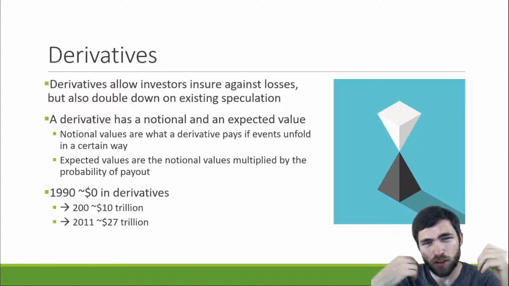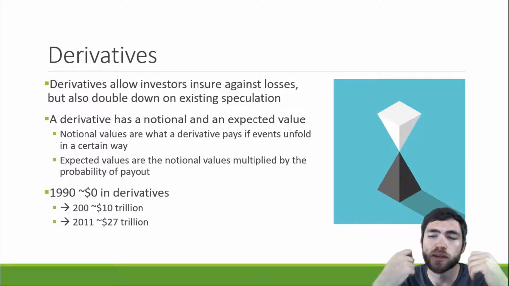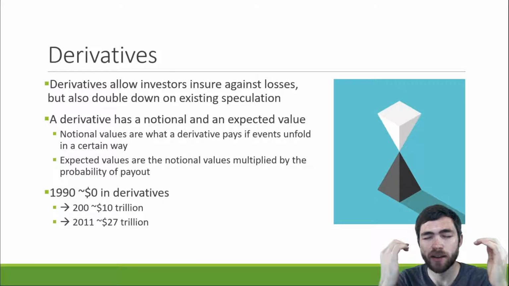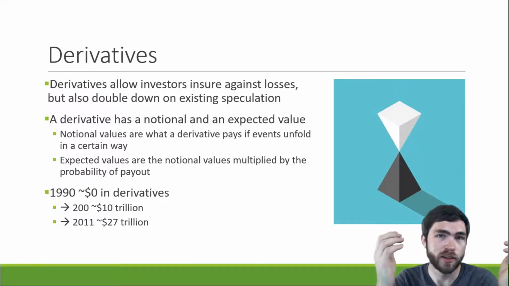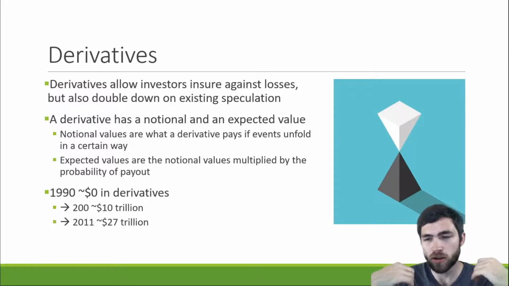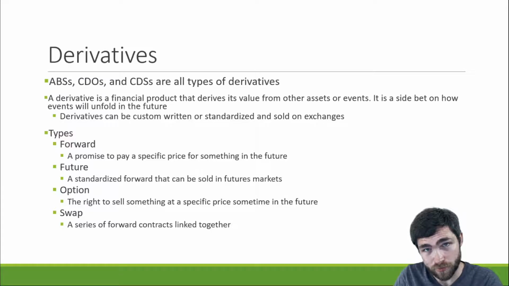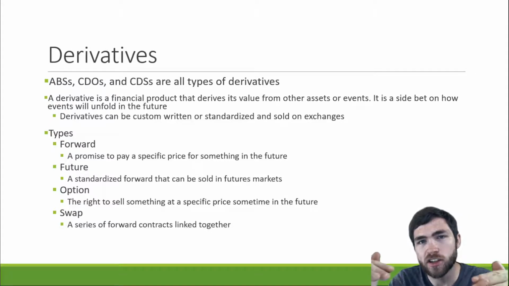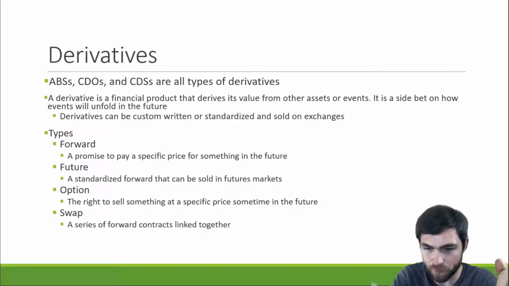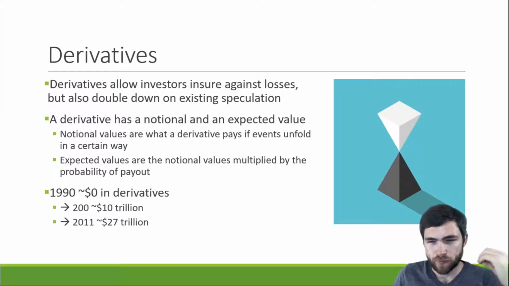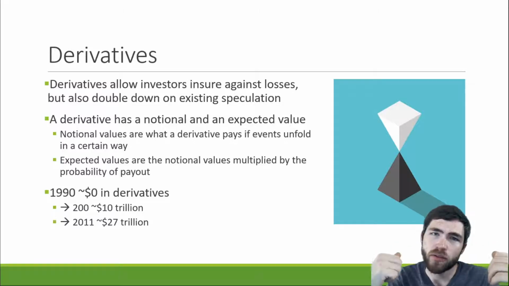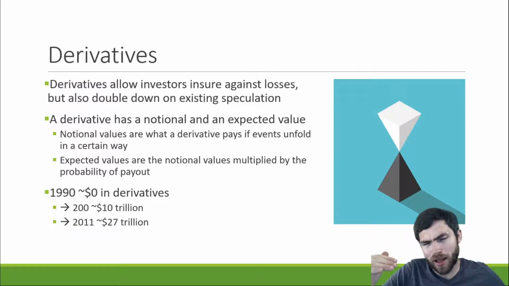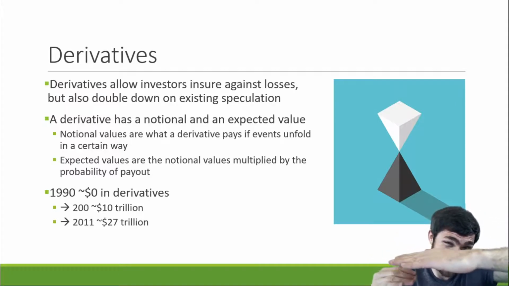So you can write these derivatives in such a way that allows investors to insure against losses. So in essence, if I am an orange juice manufacturer, I may want to purchase an option on orange juice so that I have the right to sell it at the present price into the future. And what that basically does is it insures me against the price falling in the meantime. So in this way, derivatives are insurance, but it also lets investors double down on existing speculation, because instead of just buying an asset-backed security, you can buy an asset-backed security and buy a derivative that is stacked atop it.